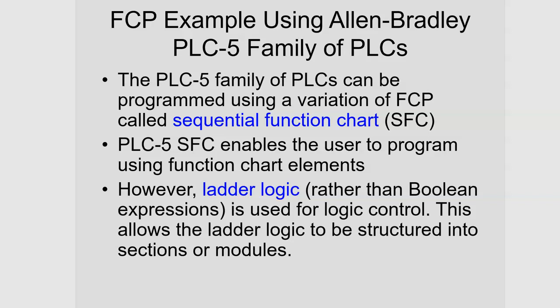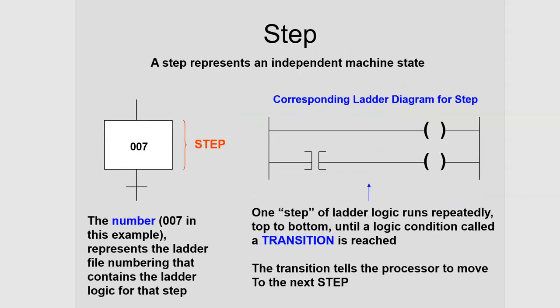So now what I want to do is get into some general symbols for this type of programming, function chart programming. The very first symbol, the basic symbol, is called a step. A step represents an independent machine state. Notice the symbol here. This is a step, and that's just the box here. That line down here represents something called a transition. That's not part of the step. But you have to use a step and a transition together, even though they're two separate things.